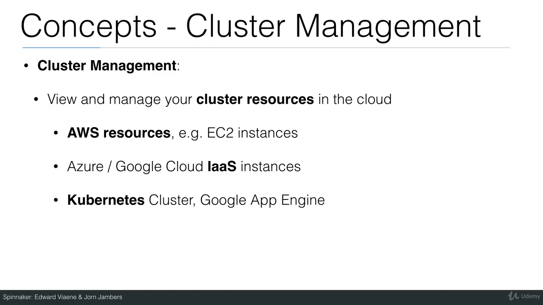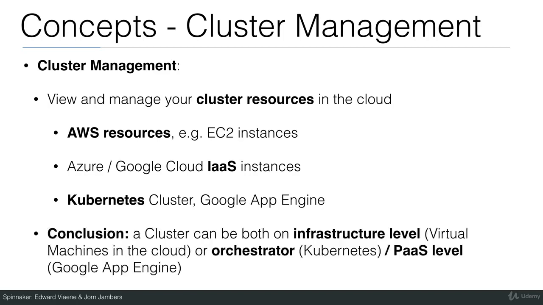And then you also have another group, which is, for example, a Kubernetes cluster, or you can also manage Google App Engine. Conclusion, a cluster can be both on infrastructure level, where we are talking about virtual machines in the cloud, or it can be an orchestrator. Kubernetes is a Docker orchestrator. It manages your Docker containers. So Spinnaker also supports that. Or it can also be on a platform as a service level, like Google App Engine. So Spinnaker can deploy to a PaaS service as well.